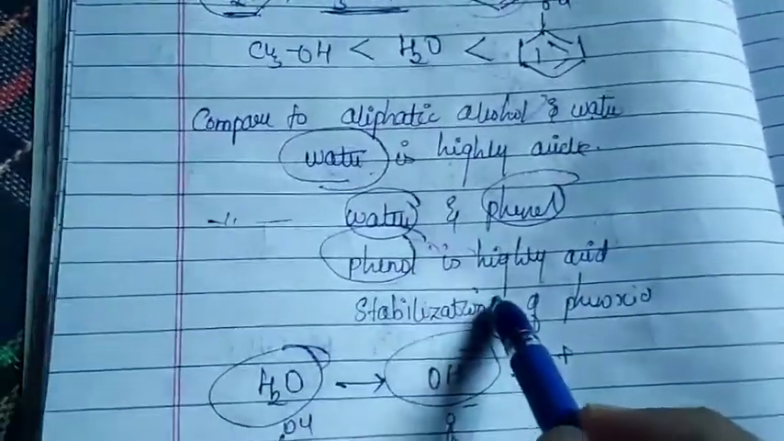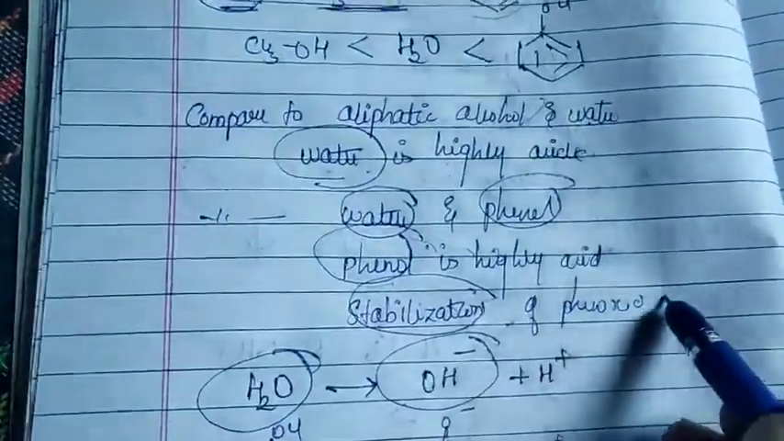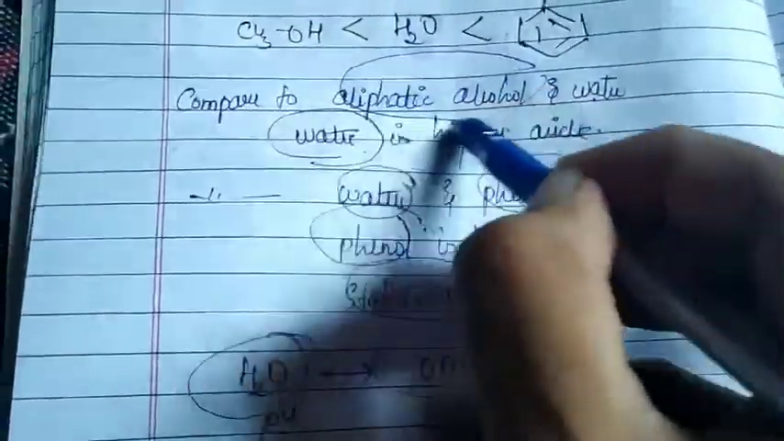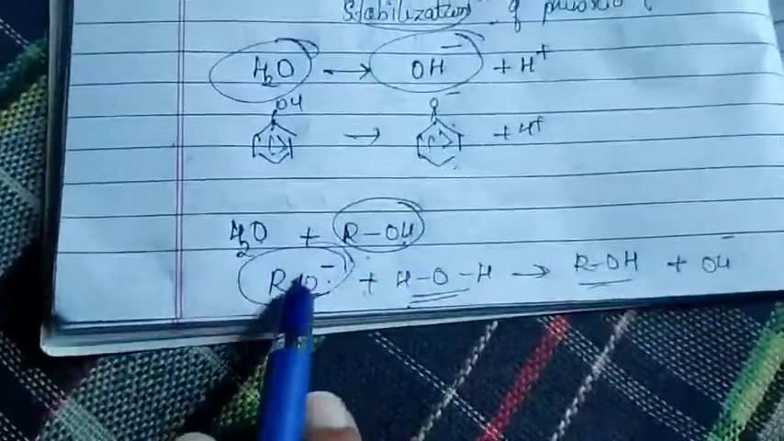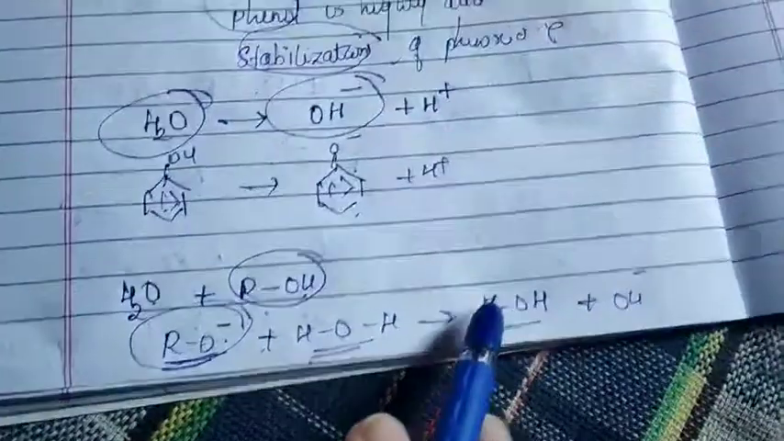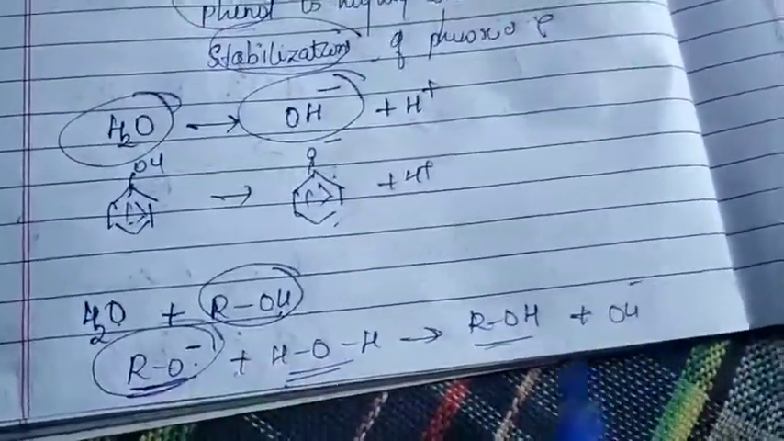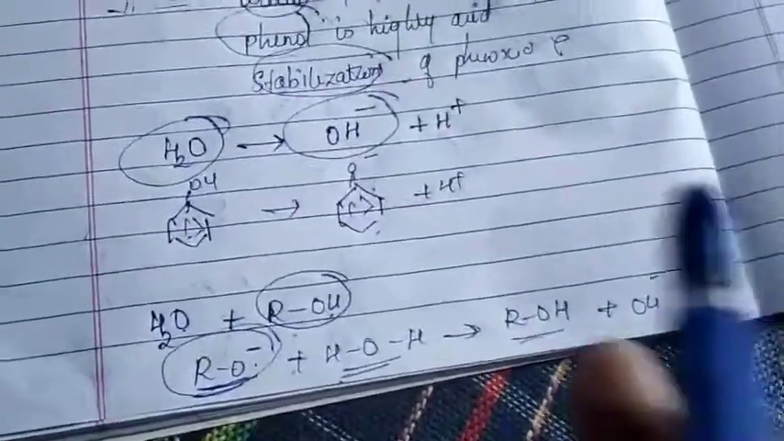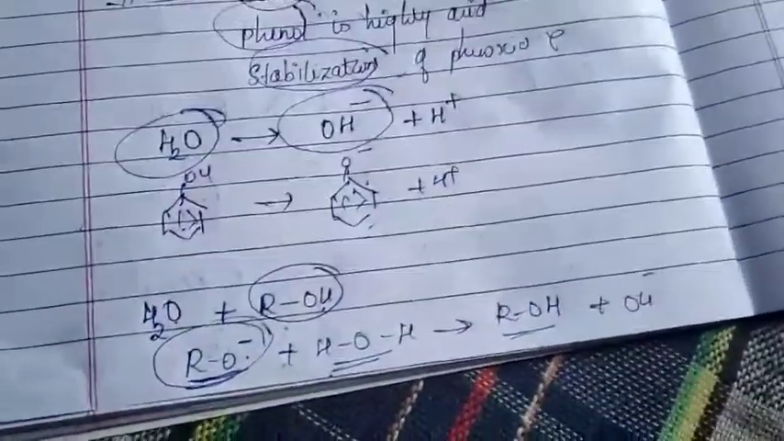Why is it so? It is because of the stabilization of the phenoxide ion. In this case, why is water highly acidic? Because your aliphatic alcohol acts as a Bronsted base. Instead of giving a proton, it tries to take a proton. So that is the reason it is somewhat weakly acidic when compared to your water. Are you able to understand?